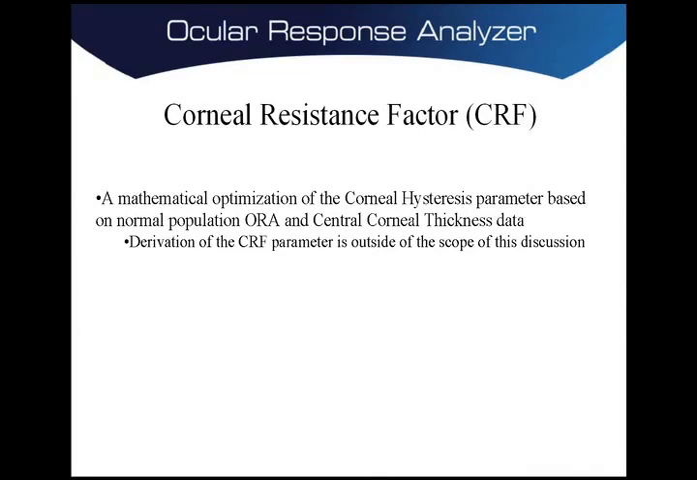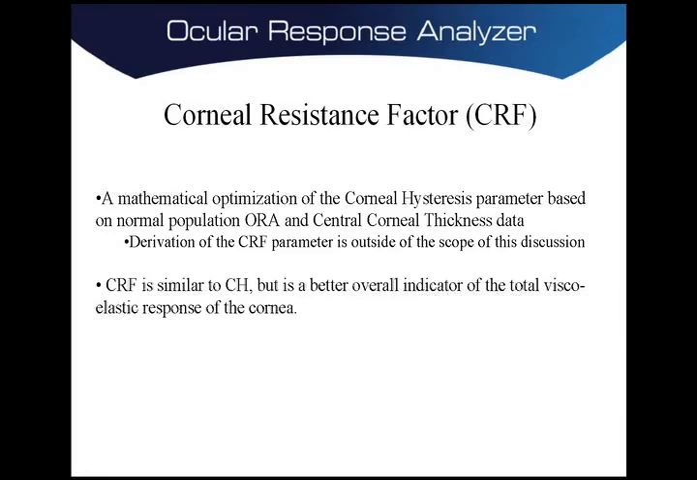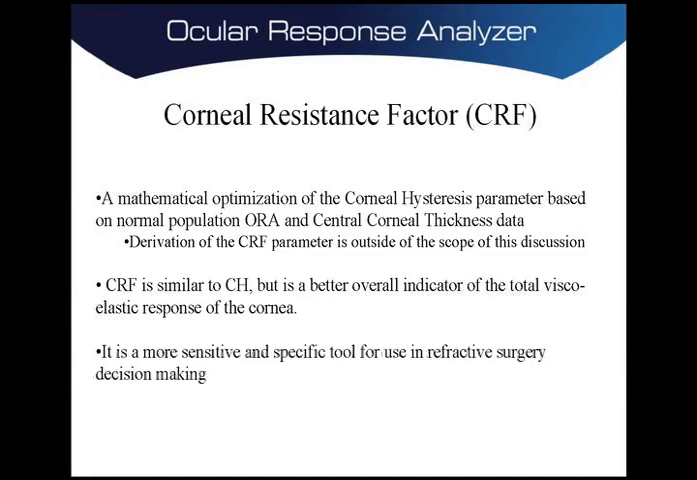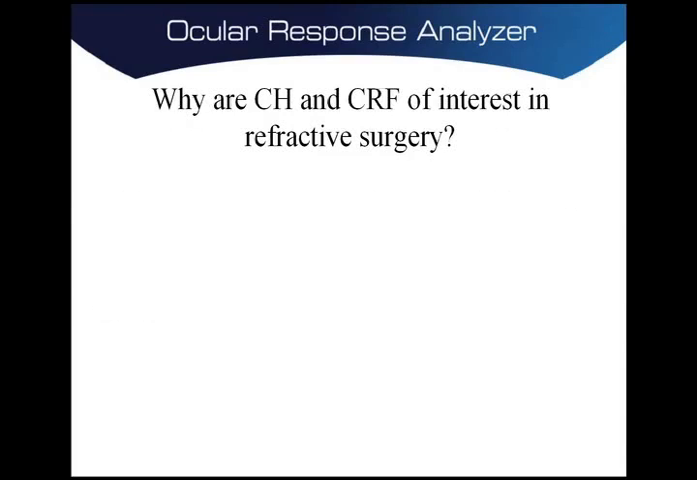Corneal resistance factor is another parameter that we will talk about tonight, and this is basically a mathematical optimization of the corneal hysteresis parameter that's based on normal population ORA measurements and central corneal thickness data. The derivation of the CRF parameter is outside of the scope of this discussion, but if anybody's interested in that, we can talk about that directly at another point in time. It's similar to corneal hysteresis, but it gives us a better overall indication of total corneal viscoelastic properties. And as such, it is a more sensitive and specific tool for use in refractive surgery decision-making.